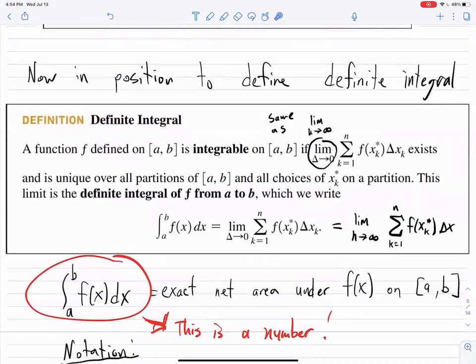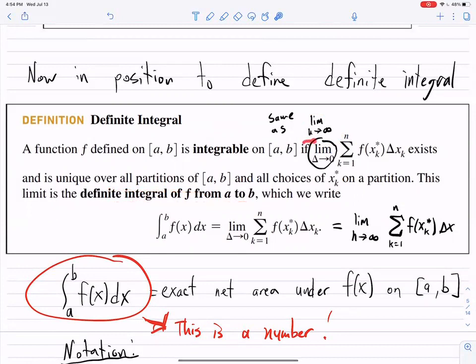So the definite integral. A function defined on a closed interval is integrable on this interval if, and so they say the limit as delta goes to 0. Really, that's the same thing as the number of rectangles going to infinity, and that's what I'll normally use because it's simpler. If the limit is unique over all partitions and all choices, this limit is the definite integral.